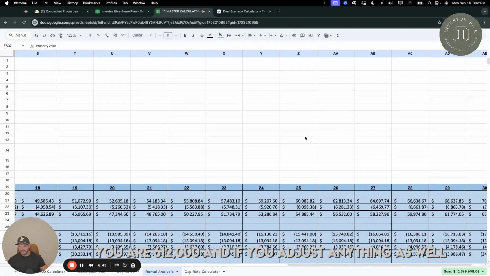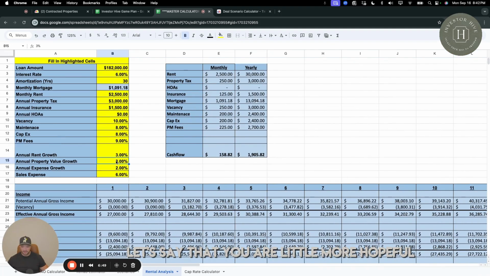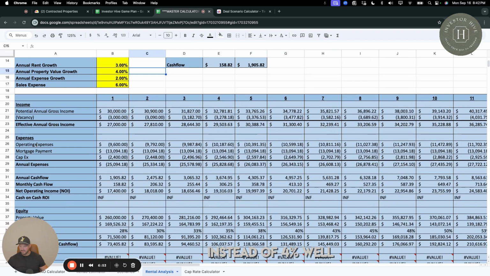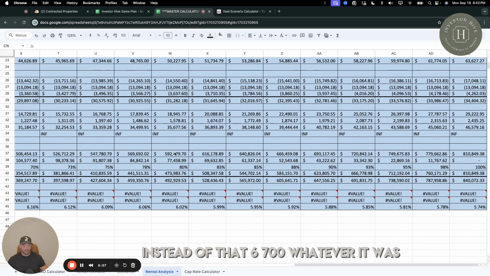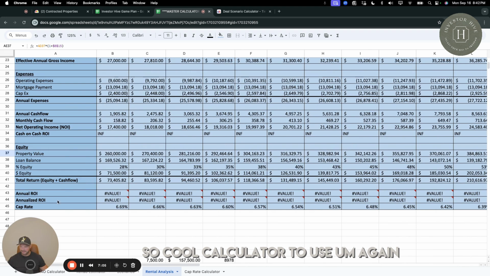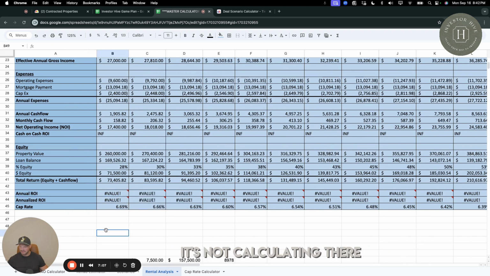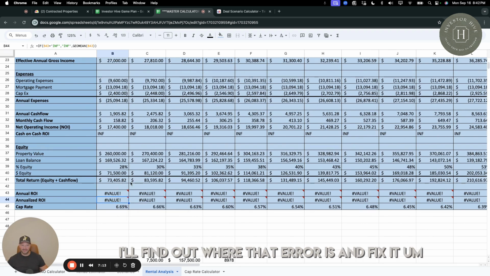And if you adjust anything as well, like what's your annual property value growth? Let's say that you are a little more hopeful and it's at a 4%. Well, remember that compounds from day one. So the property value now, instead of that 600, 700, whatever it was, now it's up to an 800 after 30 years. So cool calculator to use. Again, I don't know why the annual ROI is not calculating there. Sorry, I couldn't show you that. I'm not going to reshoot this video, but typically that number does pull in there. I'll find out where that error is and fix it.